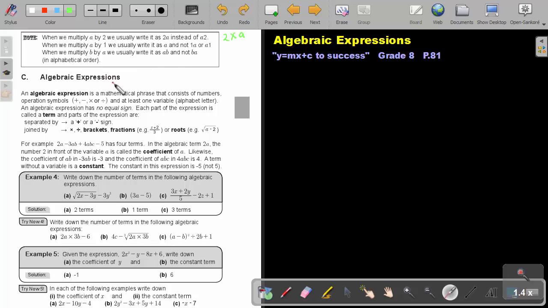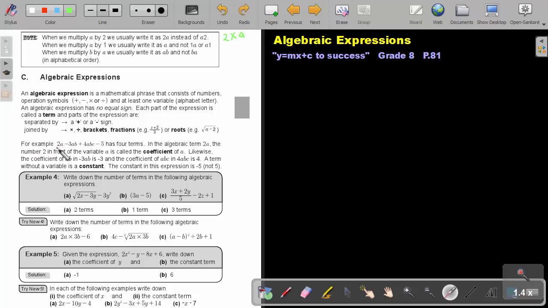Okay, algebraic expressions. An algebraic expression is a mathematical phrase that consists of numbers, operations, symbols like plus, minus, multiply, divide, and at least one variable, one alphabet letter. An algebraic expression has no equal sign. Each part of the expression is called a term, and parts of the expression are separated by plus and minus and joined by multiply, divide, brackets, fractions and roots. But I'll show you an example and then you will understand it better.